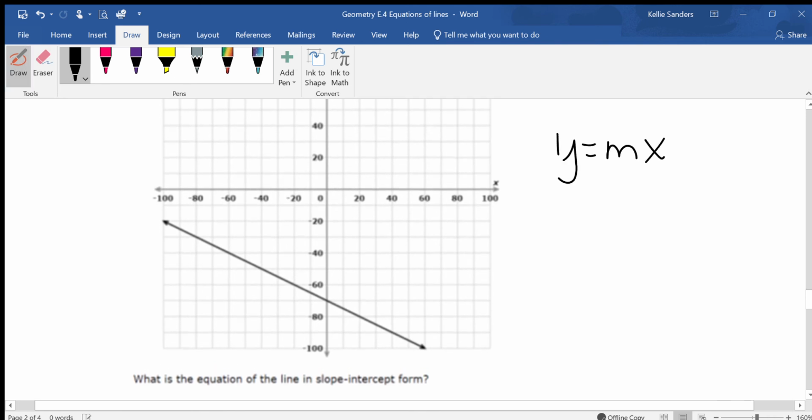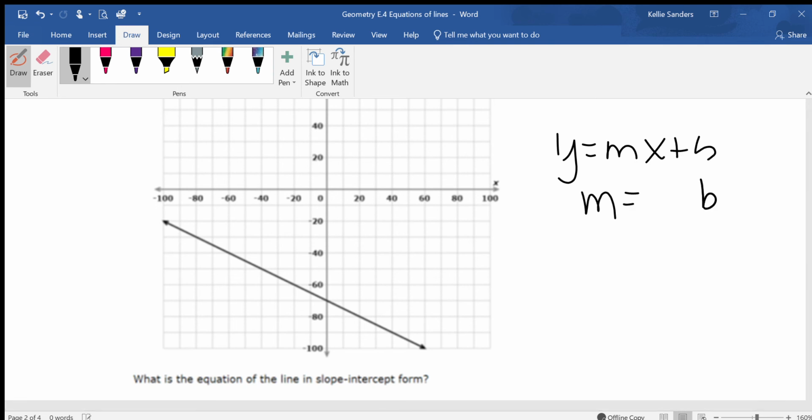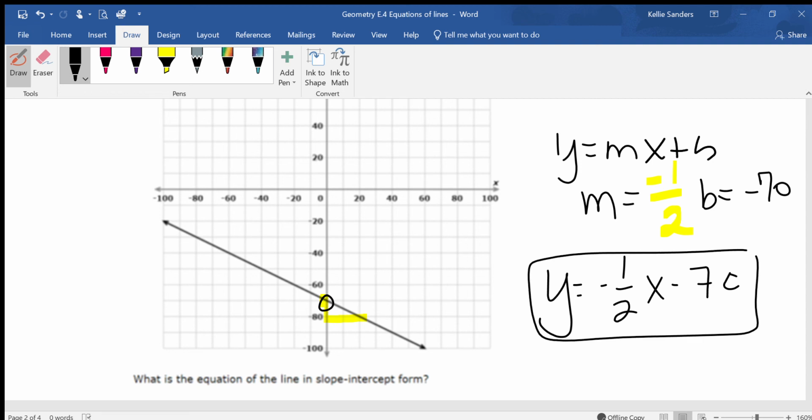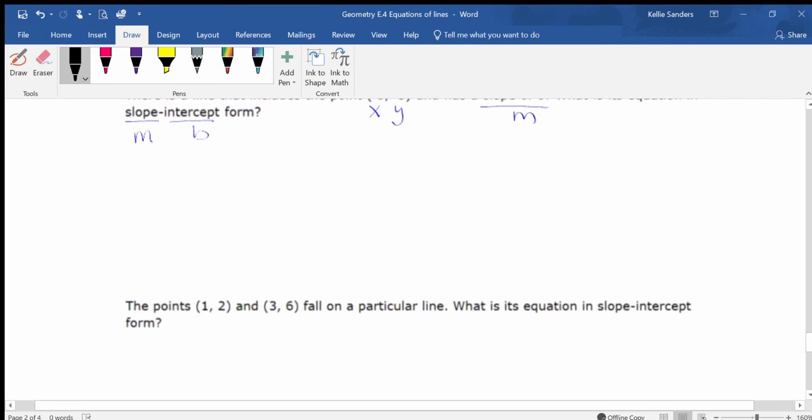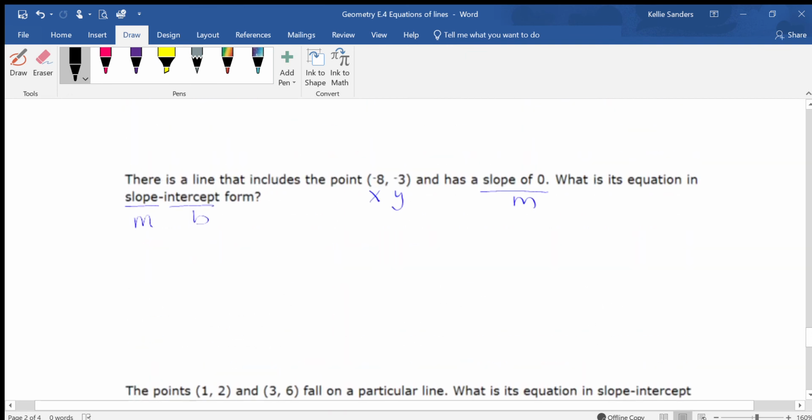Y equals mx plus b. We need an m and we need a b. The b is where it crosses the y-axis, so that's negative 70. The m is rise over run, so I'm going to start at this point. I'm going to go down 1 and over 2. So if I go down 1, it'd be negative 1, and I ran 2. So it'd be y equals negative 1 over 2 x minus 70. Okay, 2 more.